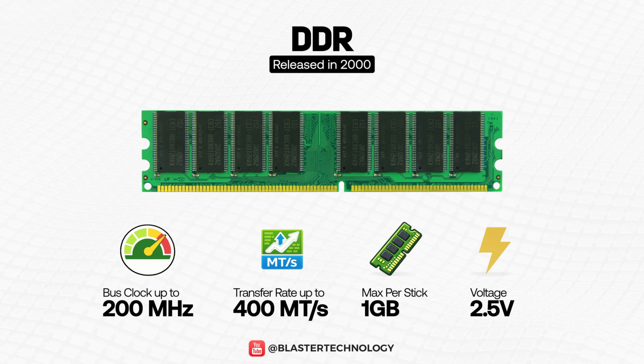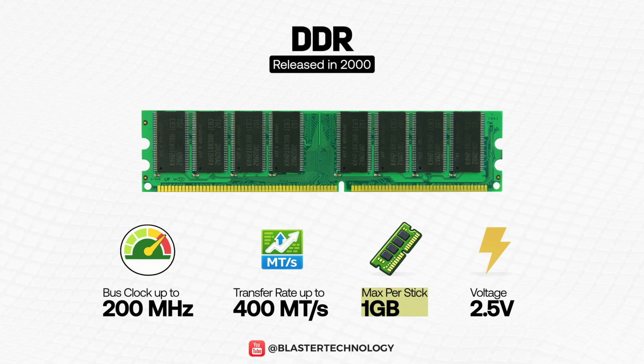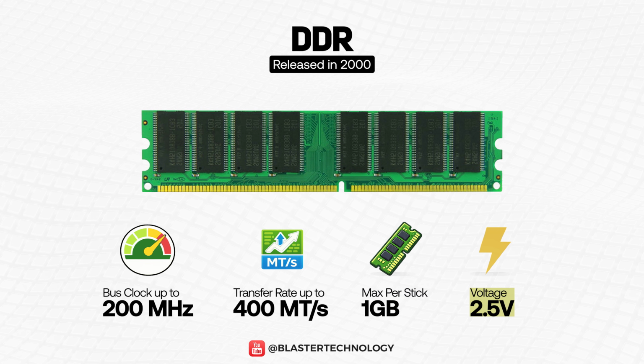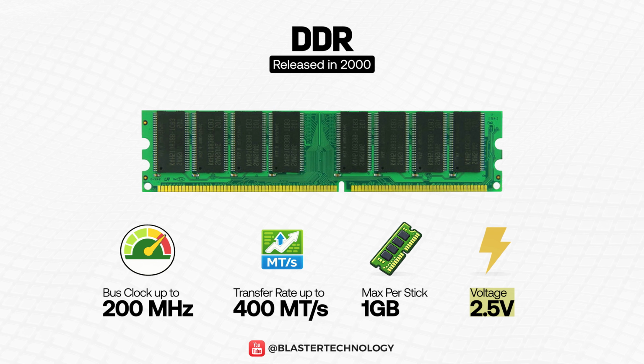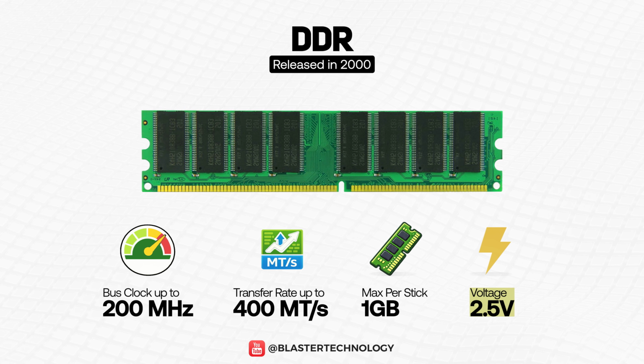A DDR1 module could reach a maximum of 1 GB per stick and operated at a voltage of 2.5 volts, which made it fast for its time, but also relatively inefficient in terms of power consumption.